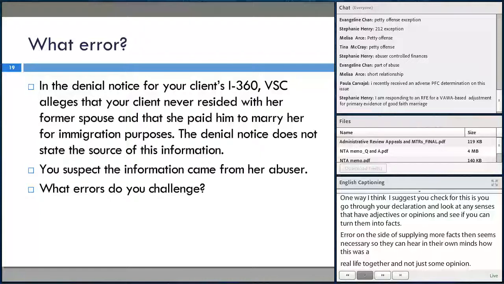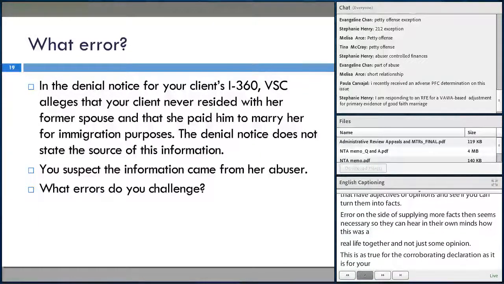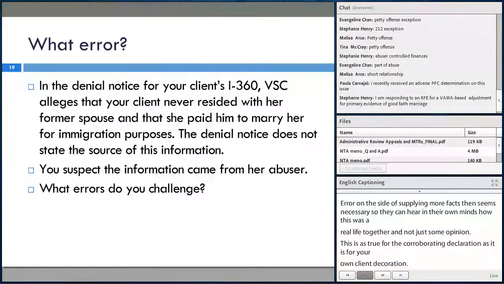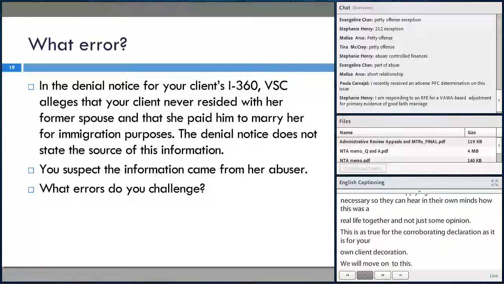We'll move on to, in this denial notice for your VAWA self-petition, Vermont is alleging that your client never resided with her former spouse and that she paid him to marry her for immigration purposes. Let me just back up a second and highlight for you an actual system problem that we're seeing now.